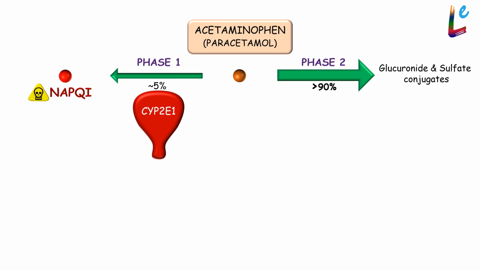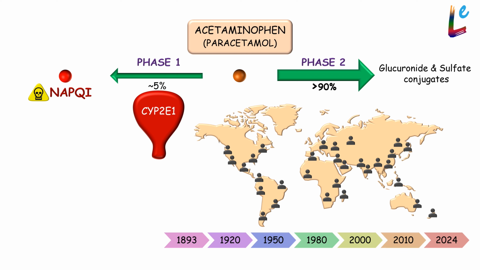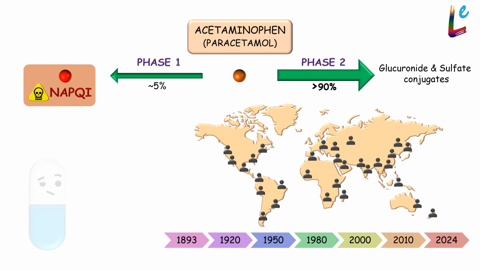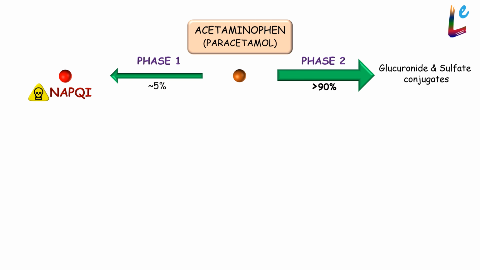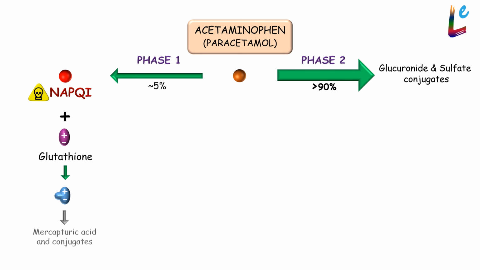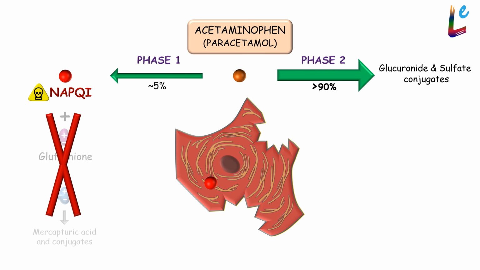But acetaminophen has been used by so many for so long. If it has such a toxic metabolite, how is that possible? This is because as soon as NAPQI is formed in the liver, it is neutralized by conjugation with glutathione. If not, the highly reactive NAPQI would bind to cellular components and cause hepatocyte injury.